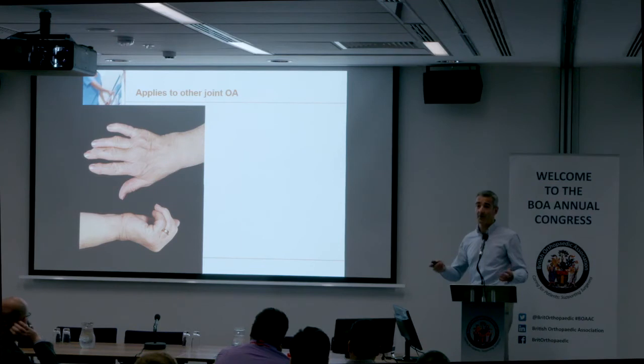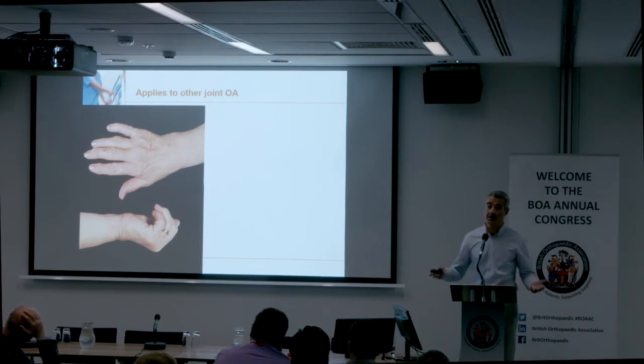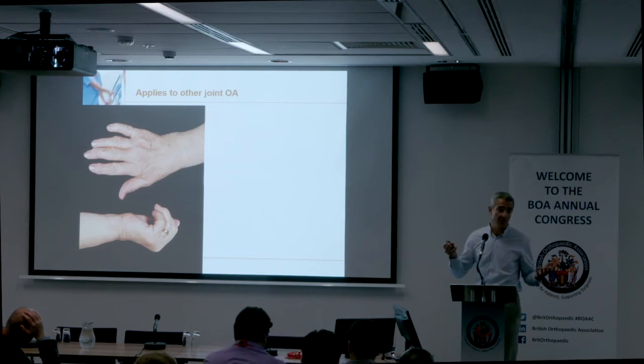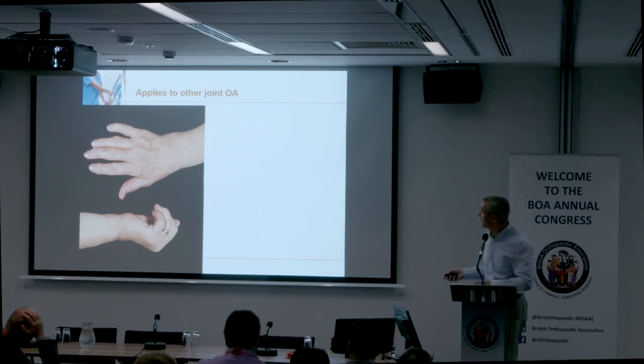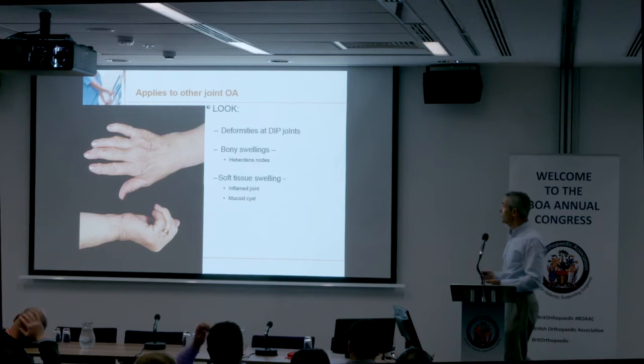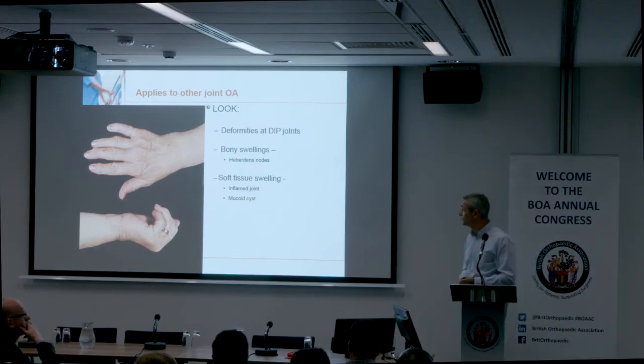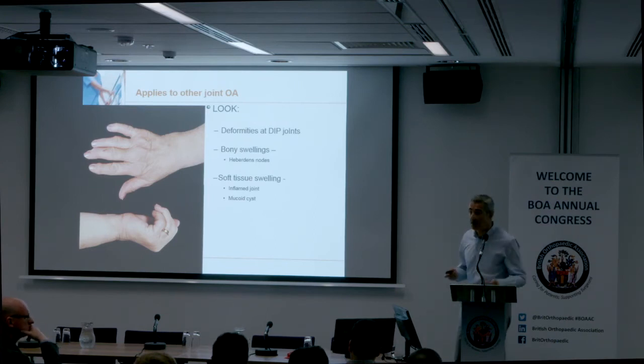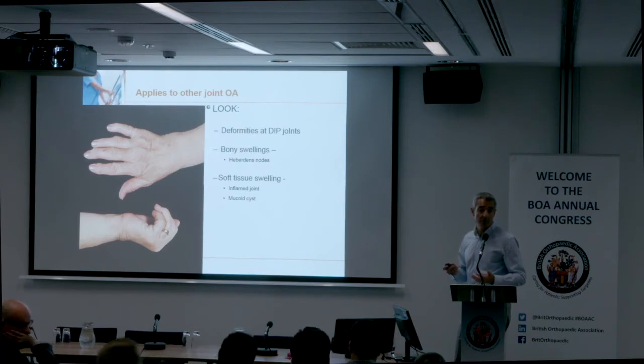Again, careful observation here will give you the diagnosis. Fortunately for us, the anatomical parts that we described before are all very superficial. So here, we can see deformities of the DIP joints. There's a suggestion of bony swellings that we know are called Heberden's nodes. If it's in the PIP, Bouchard's, there might be soft tissue swellings from the inflamed joint or from mucoid cysts.